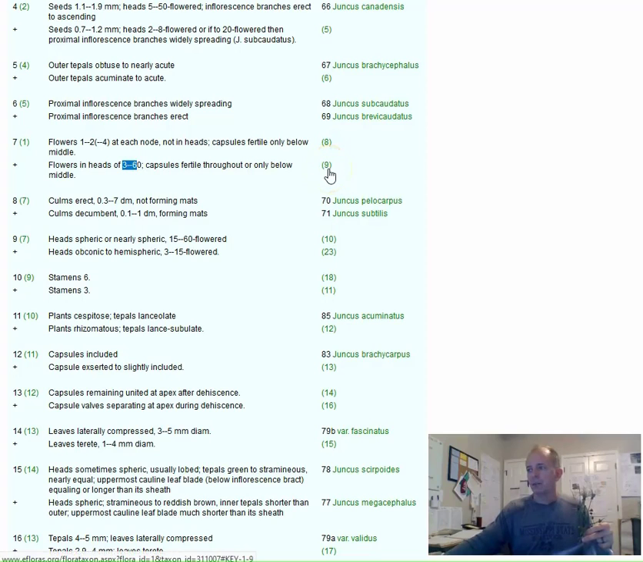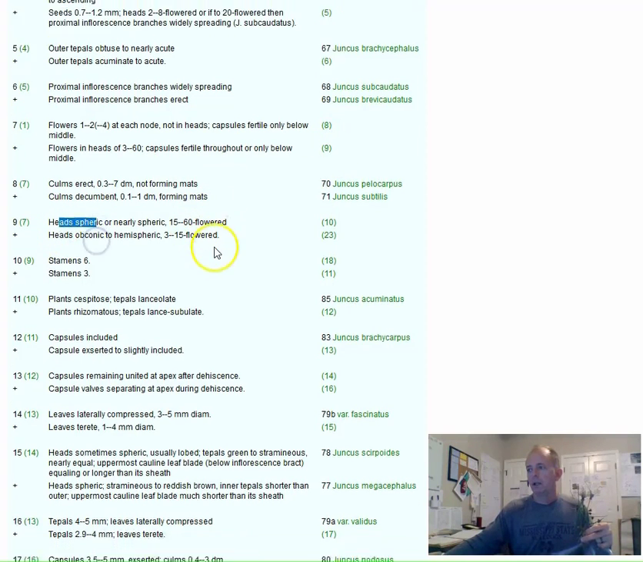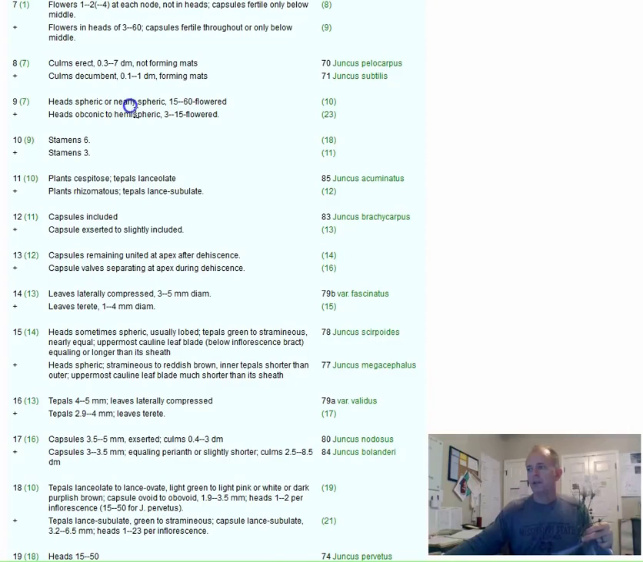It takes us to step number 9. Okay. Heads spheric or nearly spheric versus obconic to hemispheric, and mostly like in a complete round head instead of just being a half one. But then also 15 to 60 flowered. All right, let's go. We come down to number 10, and then here's where it gets a little bit difficult.